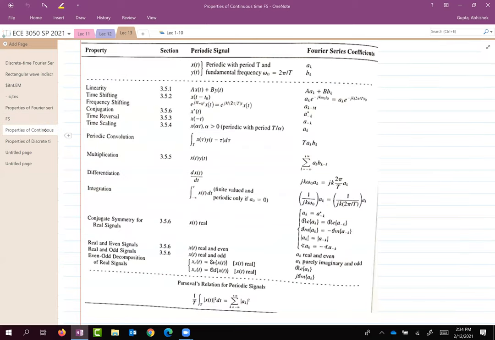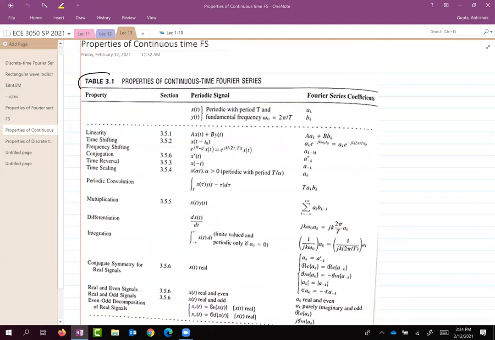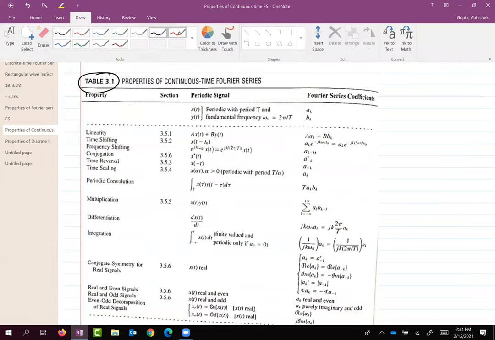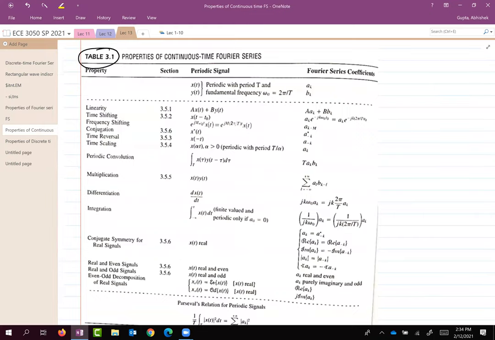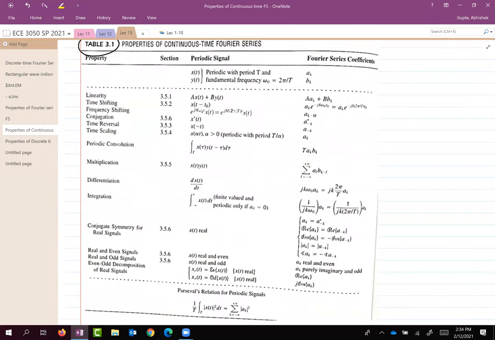Let's move on to the next part. So this is again a table from the book, table 3.1 from the book. And it basically lists the properties of continuous time Fourier series. Let's say we have two signals, x(t) and y(t), with Fourier coefficients given by a_k and b_k. Then you have a whole bunch of properties of the Fourier series for various ways of manipulating the signals. So linearity, time shifting, frequency shifting, and so on.